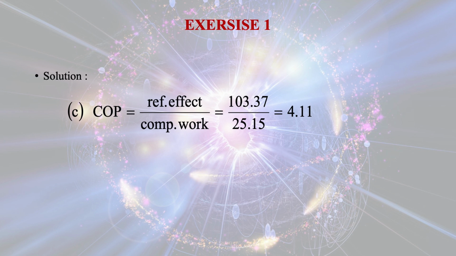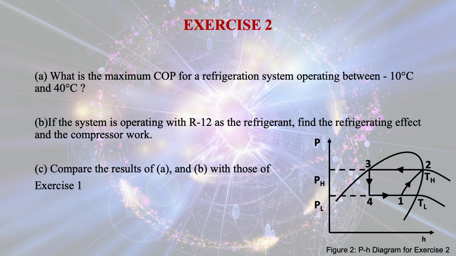Dear learners, let us start with a very interesting numerical. What is the maximum COP for a refrigeration system operating between minus 10 degrees centigrade and 40 degrees centigrade? Part B of this problem is, if the system is operating with R12 as the refrigerant, find the refrigerating effect and the compression work. And the last part is, compare the results of A and B with those of exercise 1.